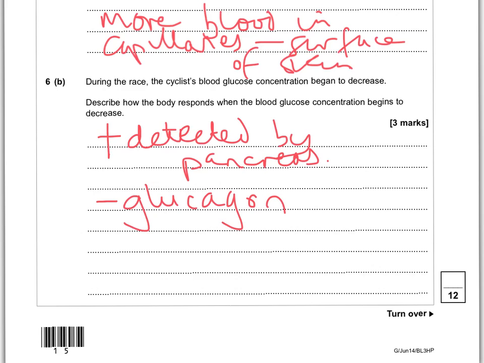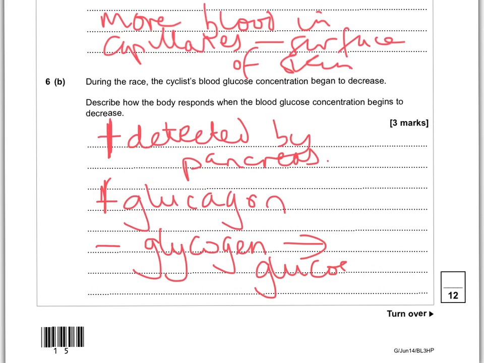So the pancreas detects the falling sugar level. It produces glucagon. And then in the liver, the glycogen that had built up in times of plentiful sugar is converted to glucose to increase the blood sugar level again. So 1 mark for explaining that the falling sugar level is detected by the pancreas, 1 mark for explaining that the pancreas releases glucagon, and 1 mark for explaining that the effect of glucagon is to convert glycogen into glucose. You didn't need to mention the liver, though it would be useful to do so, I think.